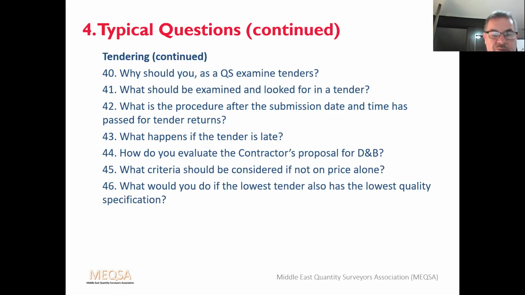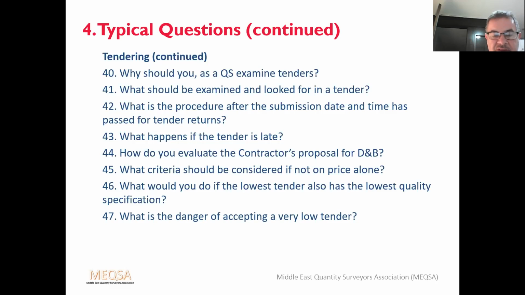So you may get asked, what would you do if the lowest tender also has the lowest quality specification? Well, as a professional, you should spell out the implications to the client, and you should say that there are potentially higher maintenance costs. But ultimately, it's the client's decision. All you can do is advise.